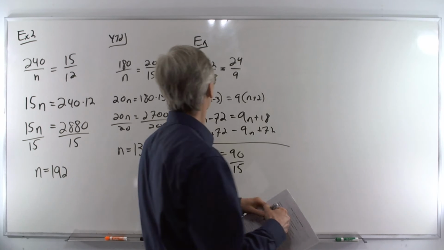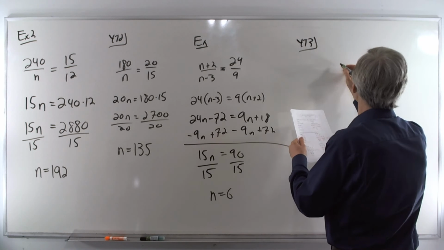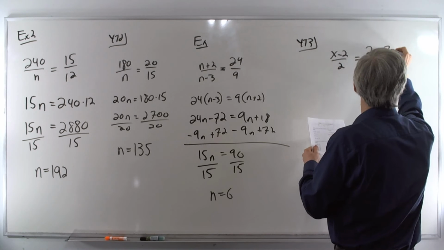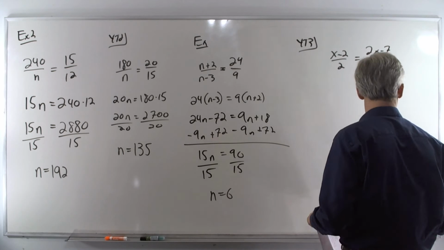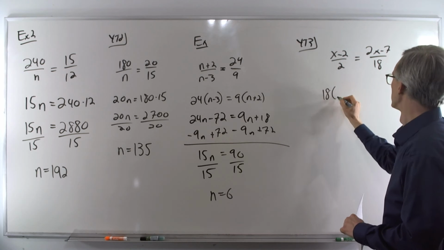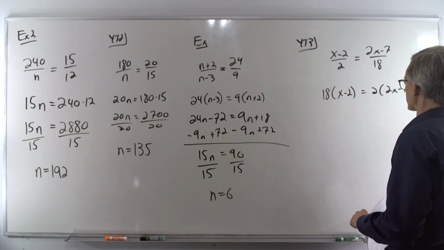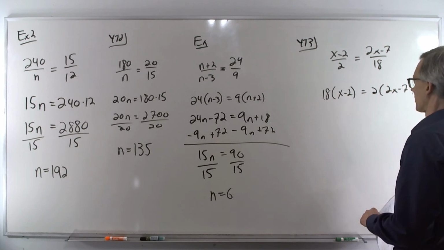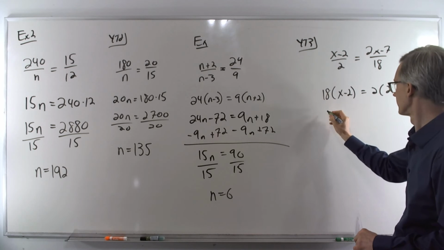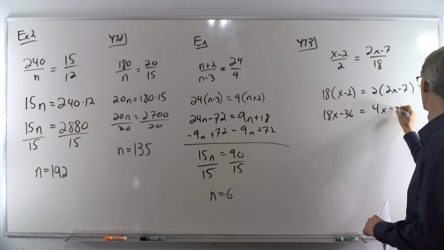Your turn, number 3. Cross multiply, we got 18 times x minus 2, and 2 times 2x minus 7. Doesn't matter which expressions go on which side of the equal sign, we still get the same answer. We're going to distribute in: 18x minus 36, and over on this side we get 4x minus 14.